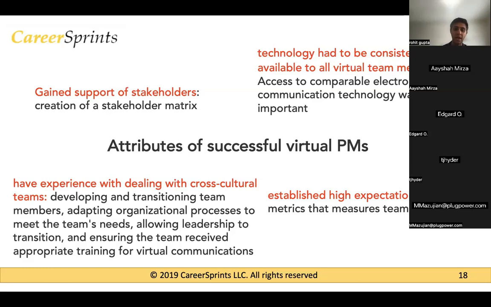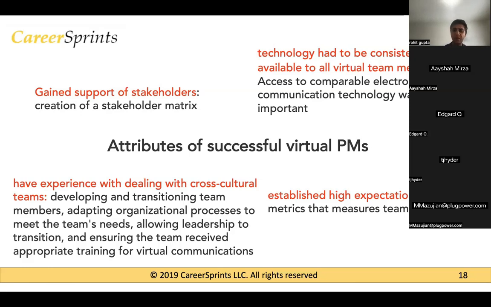They are going to help develop and transition team members. They are going to ensure that organizational processes are adapted to meet the team's needs. Basically, they are going to provide whatever support is required to the team so that the team is able to cope being in a virtual environment, right?